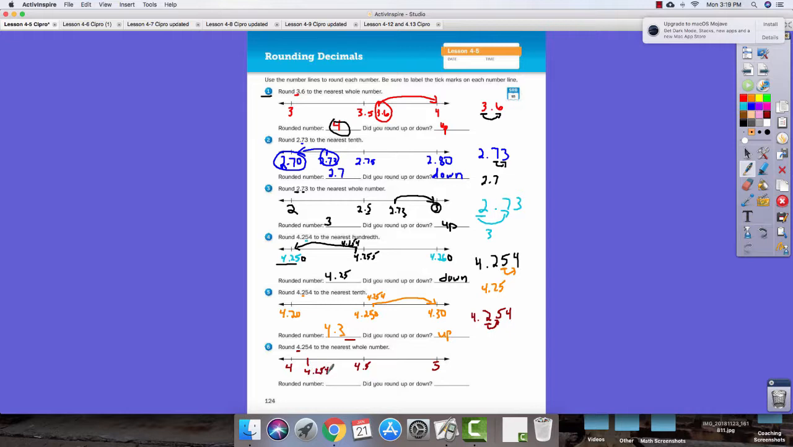4 and 254 thousandths, so I could see that it's closer to 4. So my rounded number would be 4. And in this case, I round it down, okay? So in 4 and 254 thousandths, again, just showing the shortcut, underline my whole number, so I have 4 wholes, look to the right, oh, it's less than 5, so I round down to 4, okay? So that's just a little review on how you can round decimals to the nearest tenth, hundredth, and whole number.